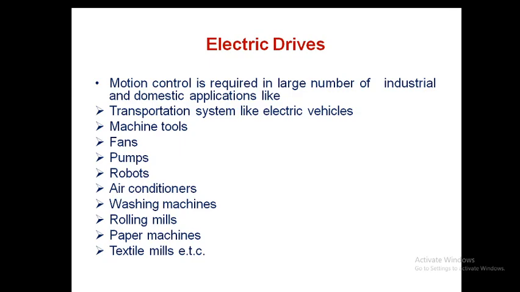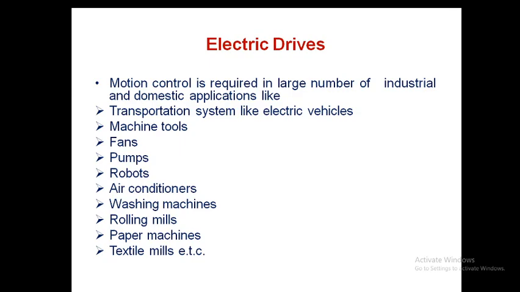Like transportation systems, electric vehicles, electric cars, machine tools, fans, pumps, robots, air conditioners, washing machines, rolling mills, paper machines, textile mills, etc. are the applications of electric drives.